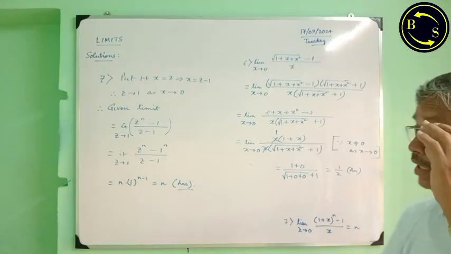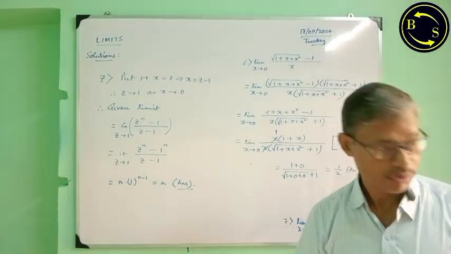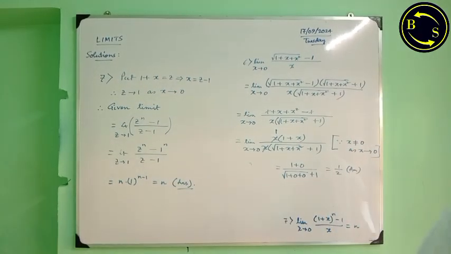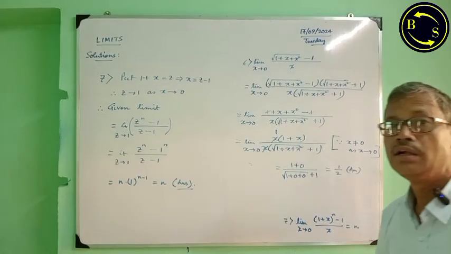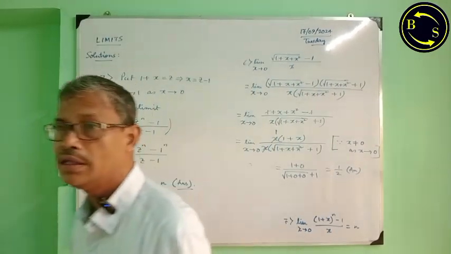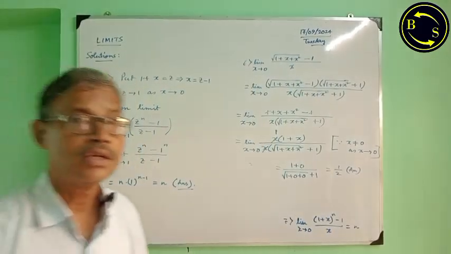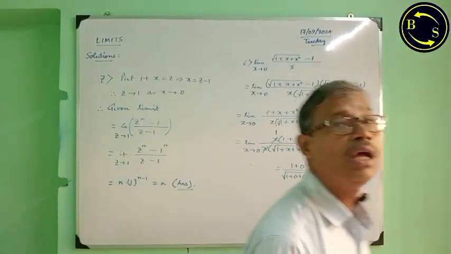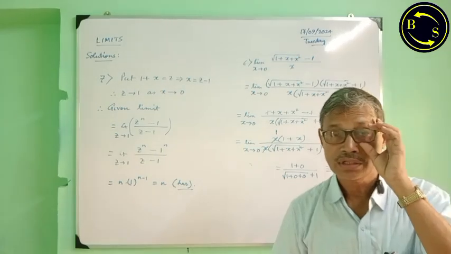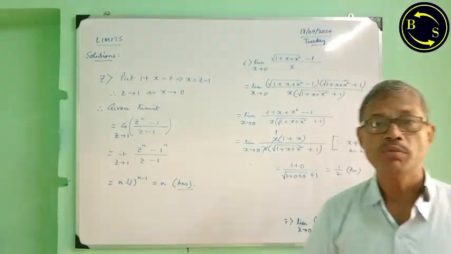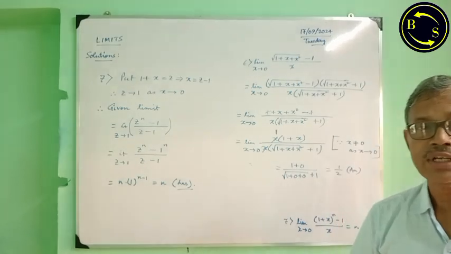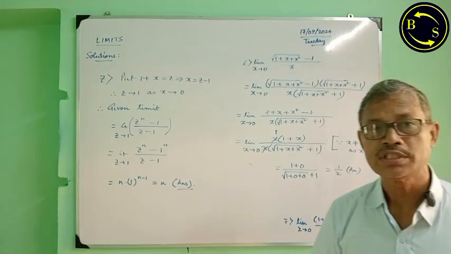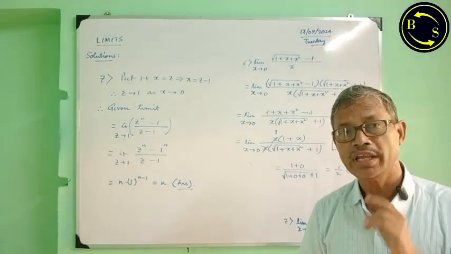Here I have taken sums on algebraic form, and I have used here the standard limit: limit x tends to a, numerator x to the power n minus a to the power n, denominator x minus a, the value of which is n into a to the power n minus 1.